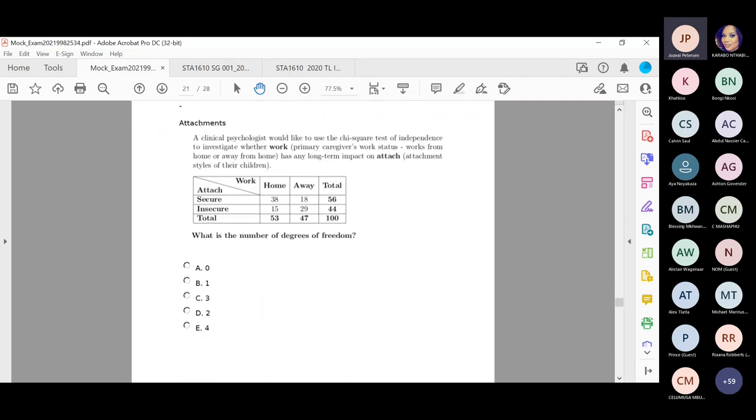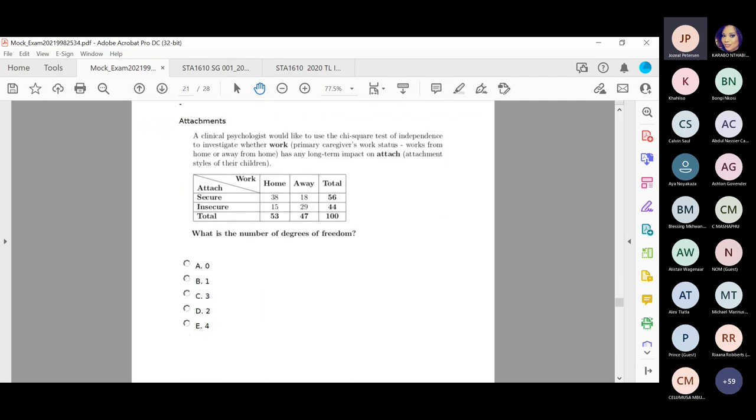Okay, now we're on a contingency table. So we're actually getting closer to the end of the exam when you see another contingency table popping up. So this is chi-square.